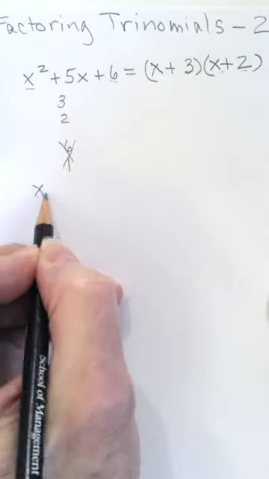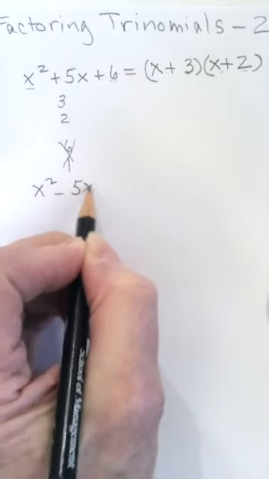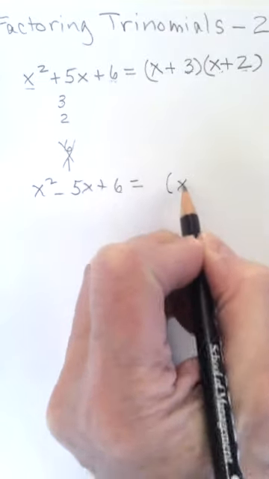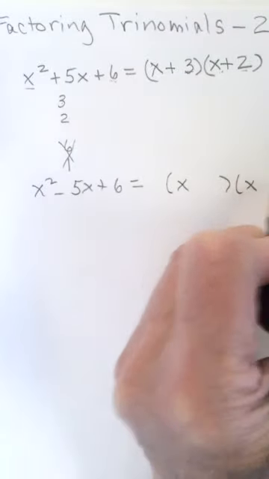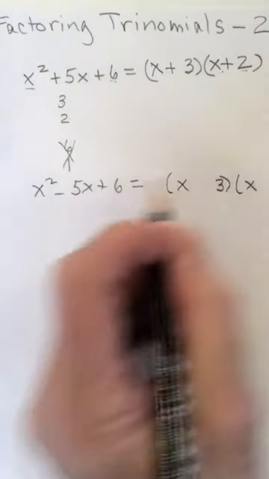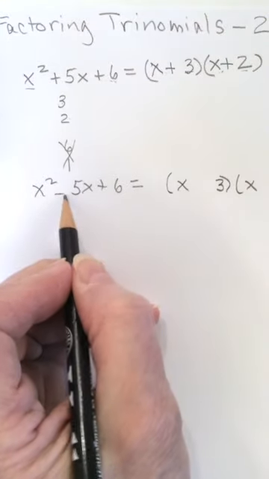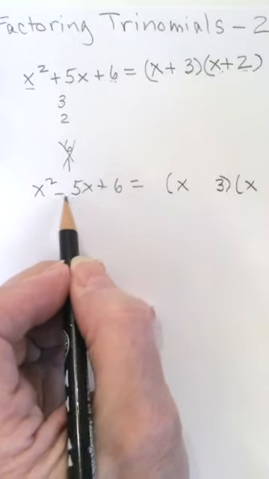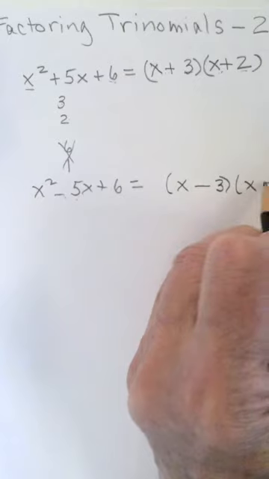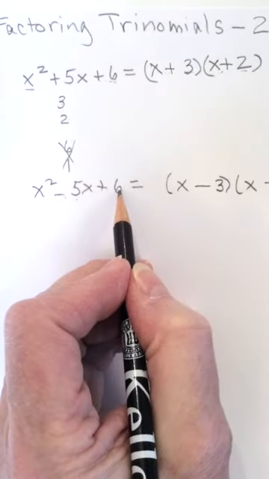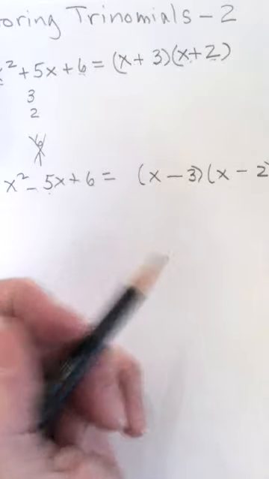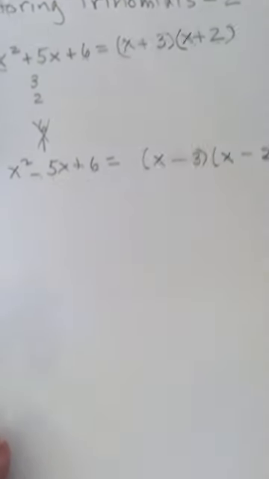If I had x squared minus 5x plus 6, the reasoning is going to be the same. I'm still going to have x and x. I'm still going to have a 3 and a 2. But this time, because the coefficient of x in my trinomial is negative, these are both going to be negative, so that I get positive 6 for the constant term.